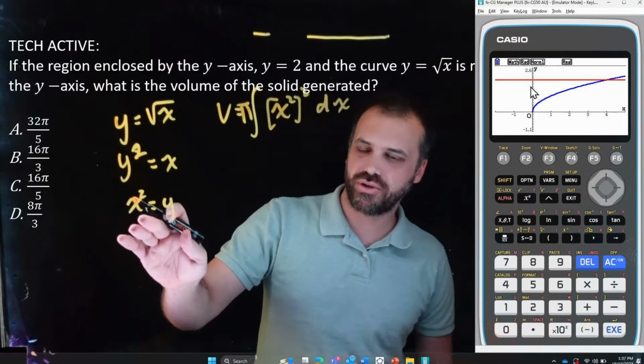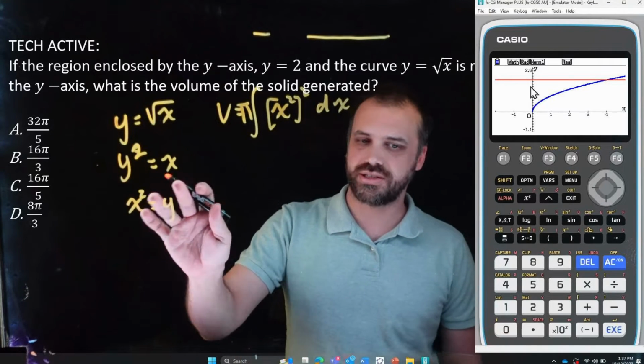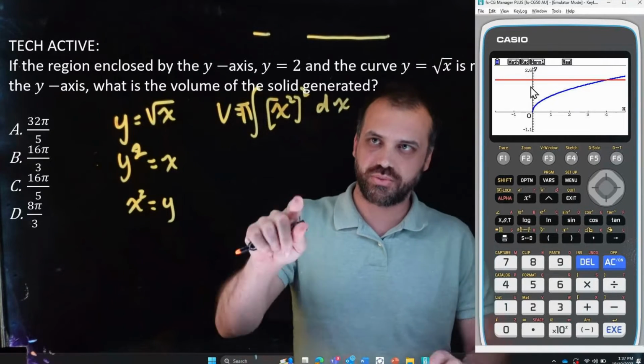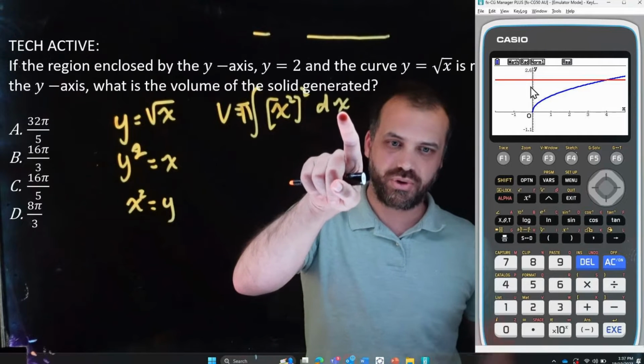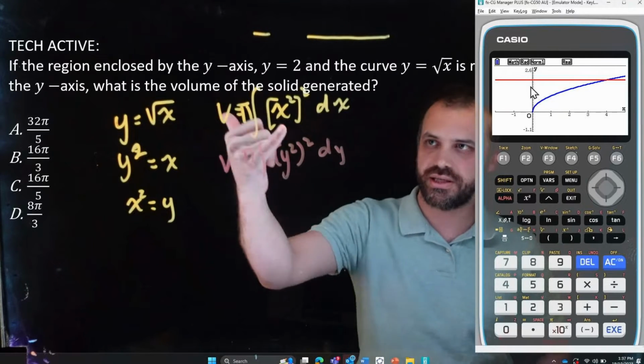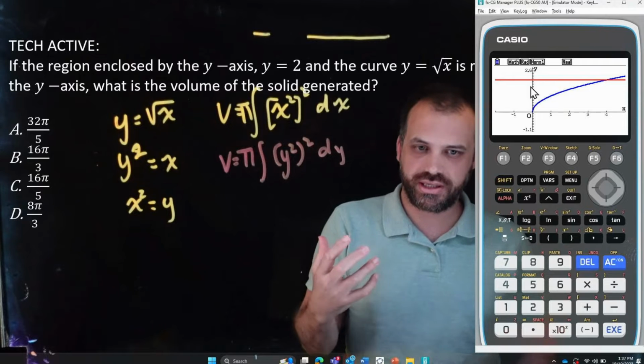Now, some of you might not like to swap your x's and y's. If you're not swapping your x's and y's, then that x just remains x, and that becomes y. You can do it both ways. It doesn't matter here.